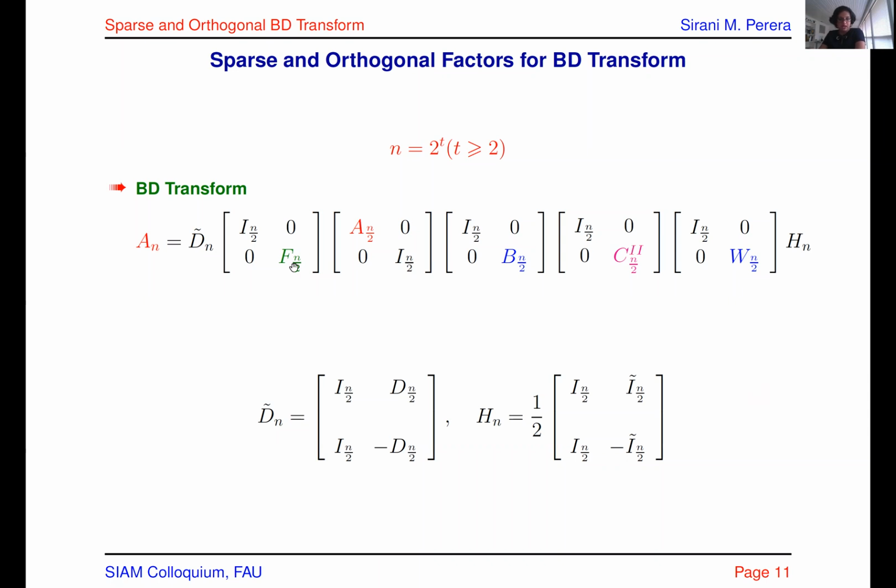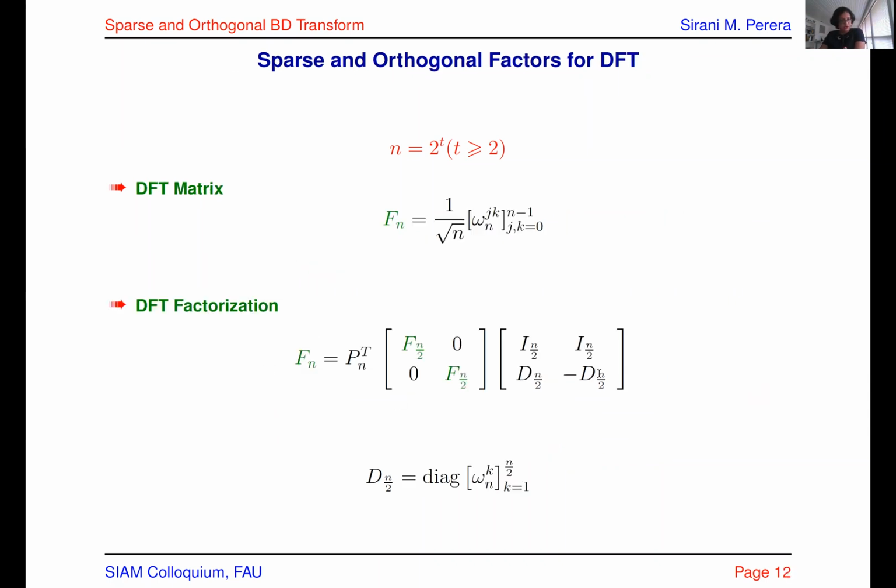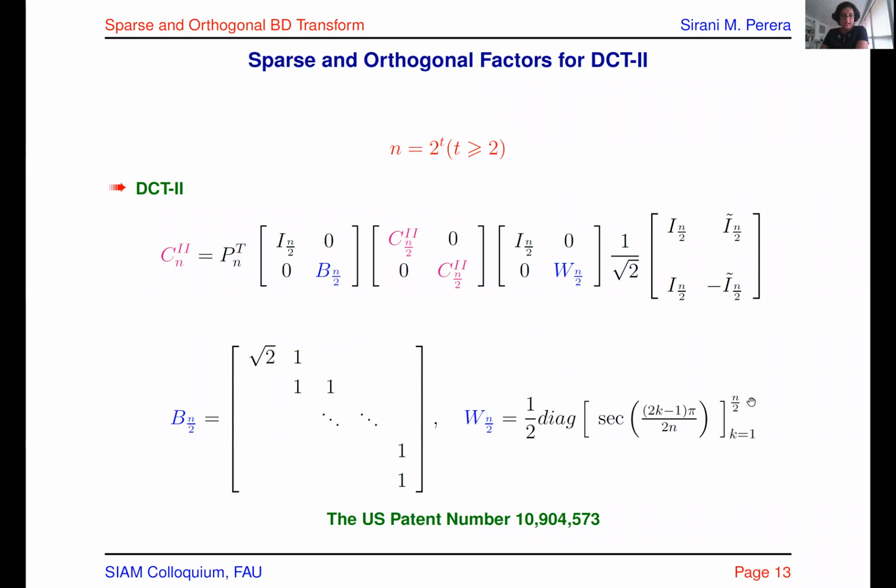If I point out the DFT factorization in the Cooley and Tukey paper, it has this one. I mean, this is without the scaling version. The scaling version came in the Yavne algorithm. And then this is the DCT2 factorization, which I obtained.